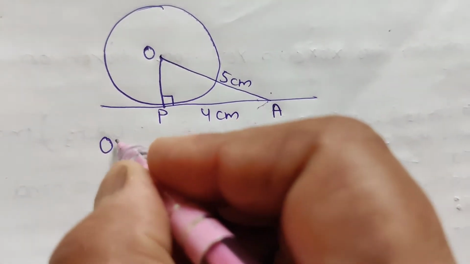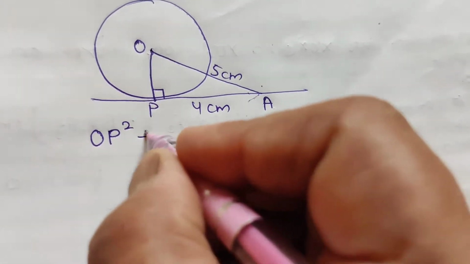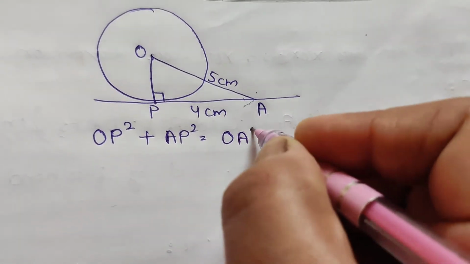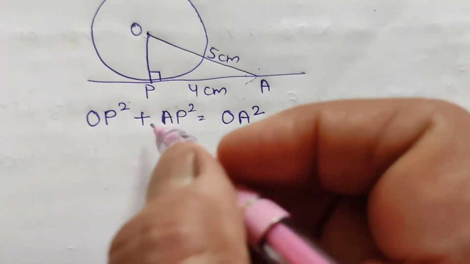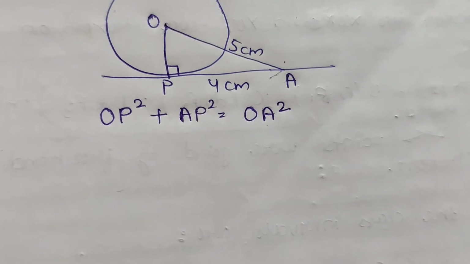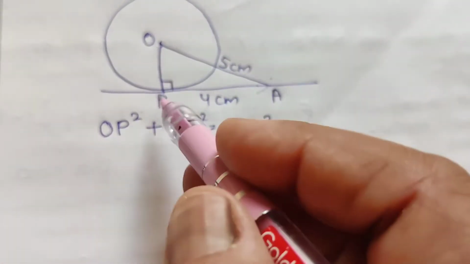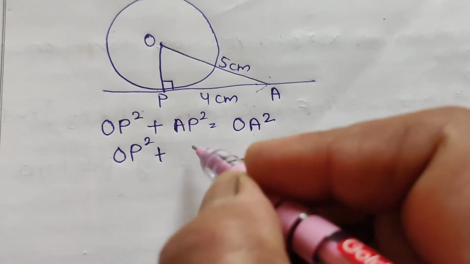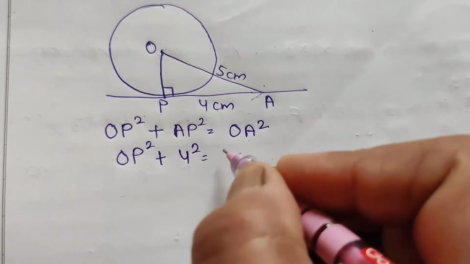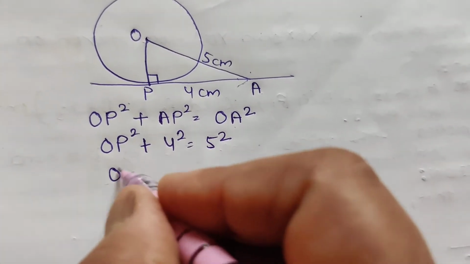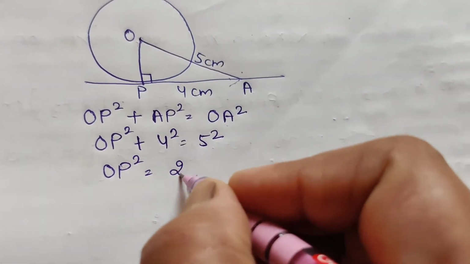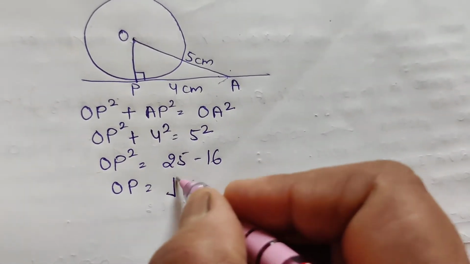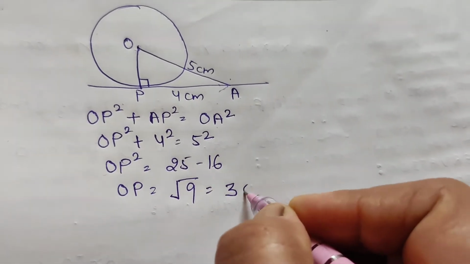Radius is OP. We know that OP square plus AP square equals OA square by the Pythagoras theorem. The hypotenuse square equals the sum of the squares of the perpendicular and base. We have to find OP square. AP is 4 cm and OA is 5. So 25 minus 16, then OP equals under root 9, equals 3 cm.